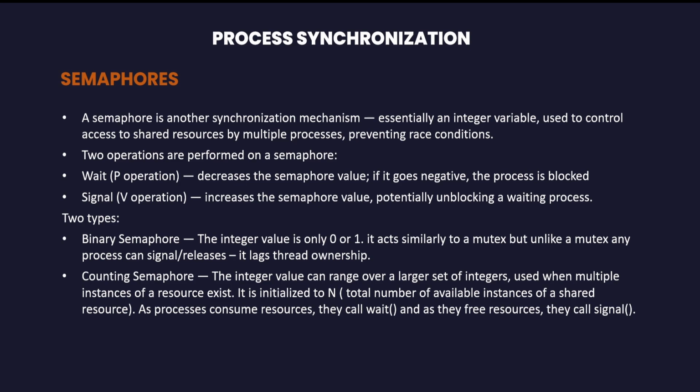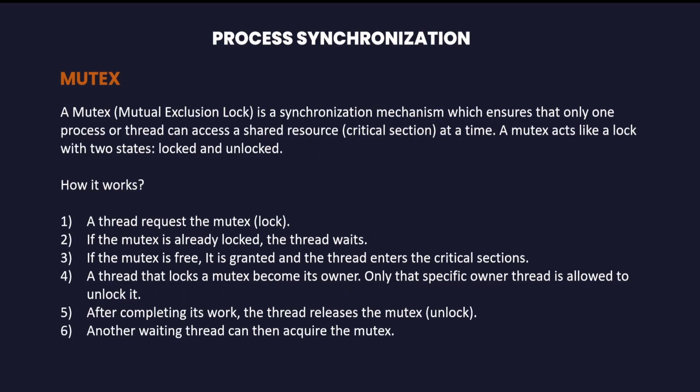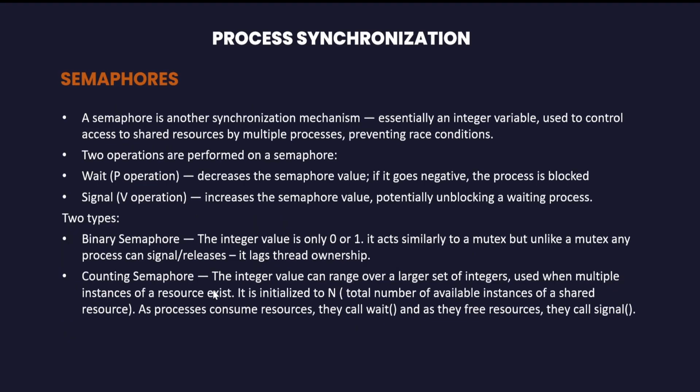There are two types of semaphore. First is the binary semaphore. The integer value is only 0 or 1. It acts similarly to a mutex, but unlike a mutex, any process can signal or release it. It lacks thread ownership. Remember, in a mutex, a thread that locks a mutex becomes its owner. Only that specific owner thread is allowed to unlock it. It does not happen in a semaphore. Any process can signal it or release it. Signal operation means release.